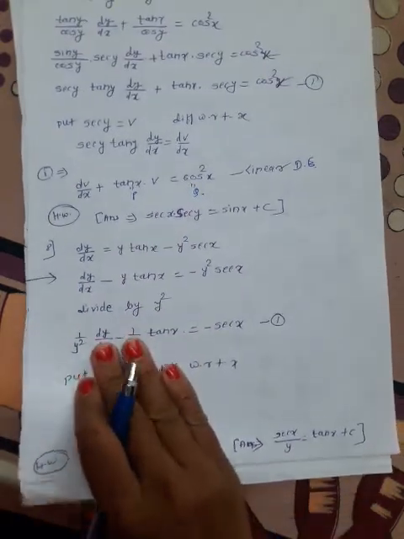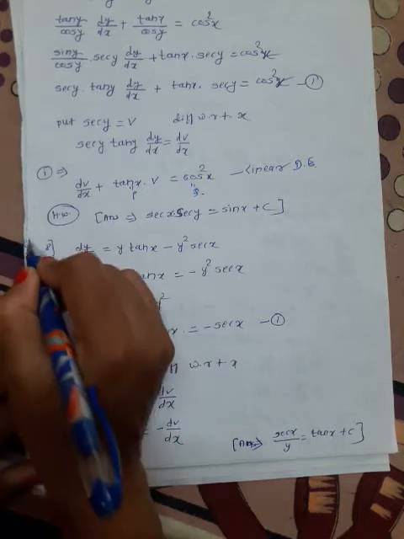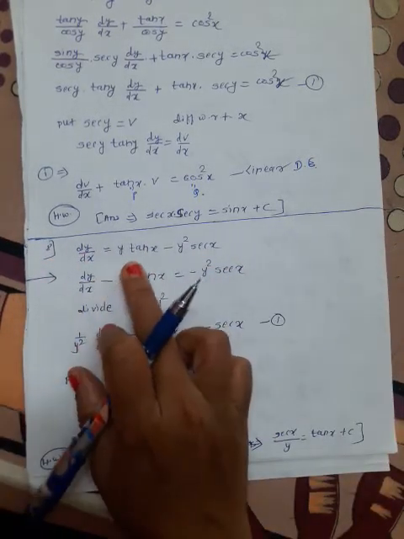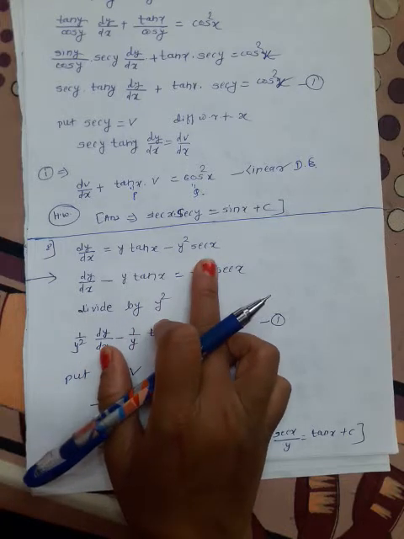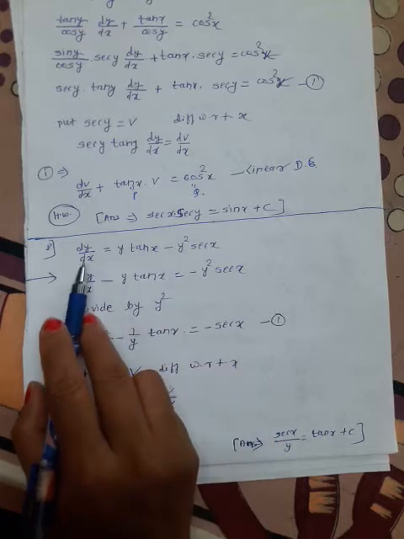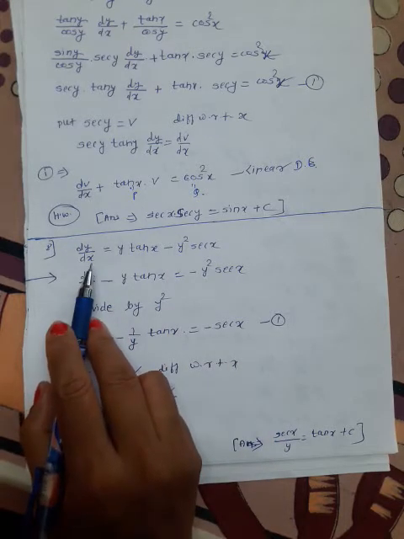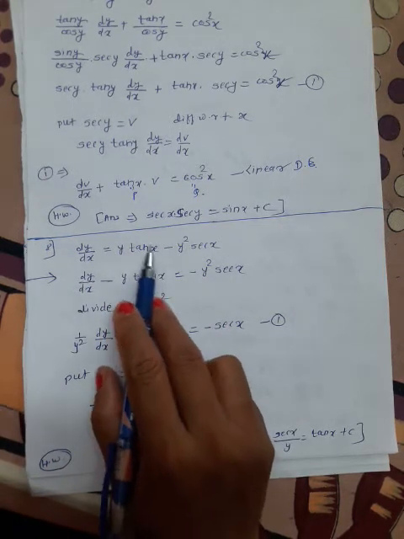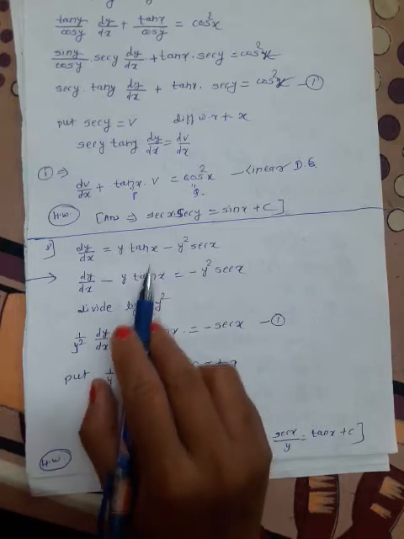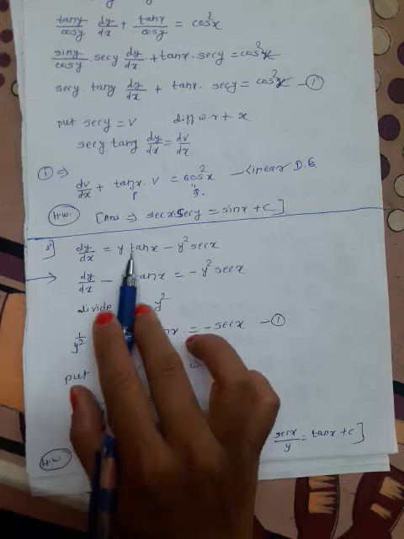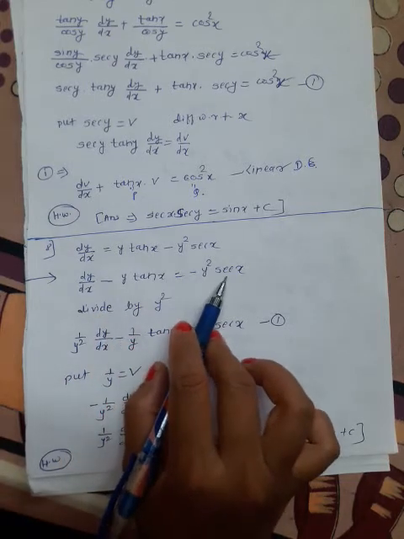Now let us see next. dy by dx plus y tan x is equal to y square sec x. Now on LHS side dy by dx term is there, and that's why y term should be there. Out of these two terms, this term contains only y. That's why this term we have to take on LHS side. It becomes dy by dx minus y tan x is equal to minus y square sec x.